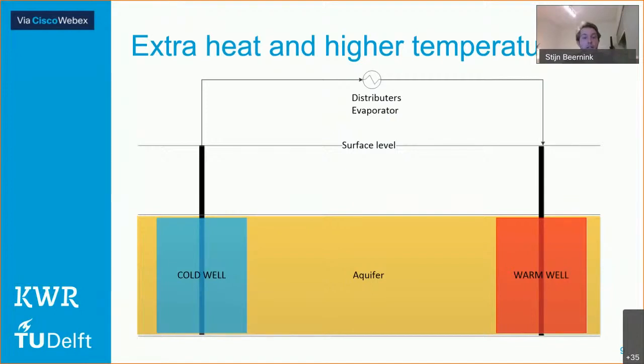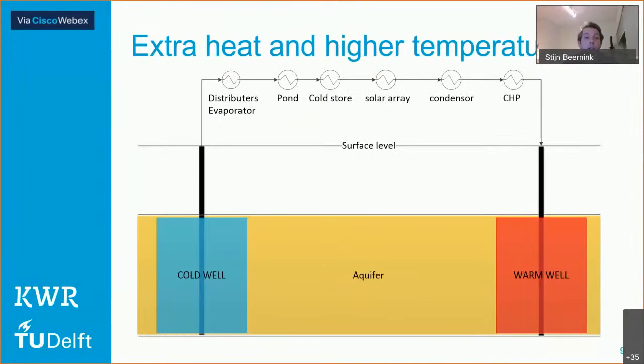After 2015, Koppert Cress started adding more and more sources of heat to this system. And currently, 4 sources of heat are added. So there is a pond from which they extract heat. There is a big cold storage, like a refrigerator, from which they take the excess heat. They have a lot of solar arrays on top of the greenhouses. And they also use excess heat of the combined heat and power plant.